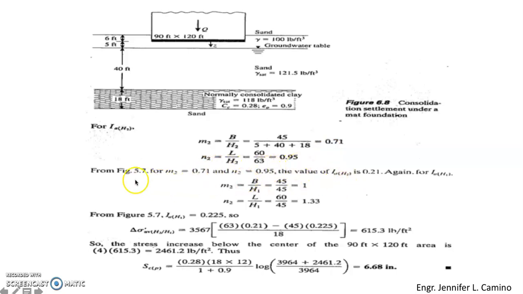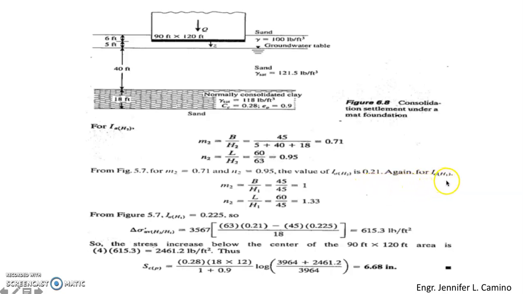Based on the figure found in chapter 5, figure 5.17, once we have the values for m sub 2 and n sub 2, according to our discussion in soil mechanics, we have the value for I, the influence factor, which is 0.21. And this is for H2.